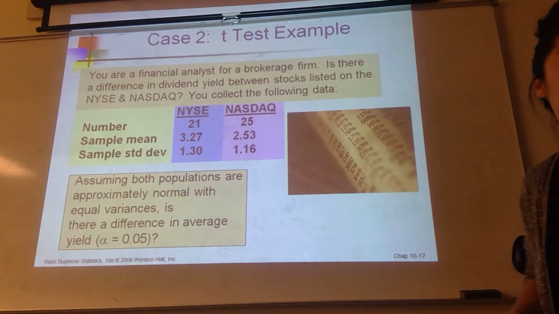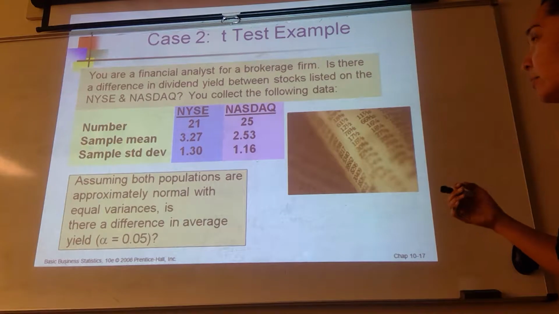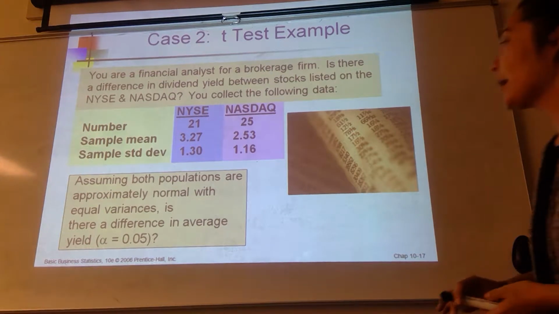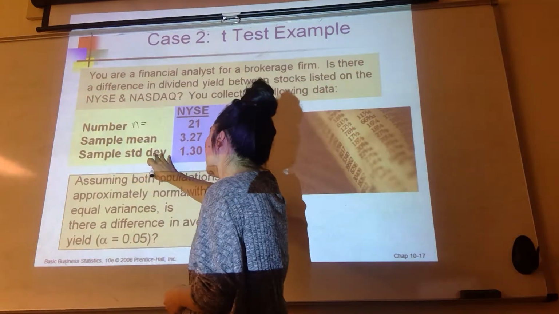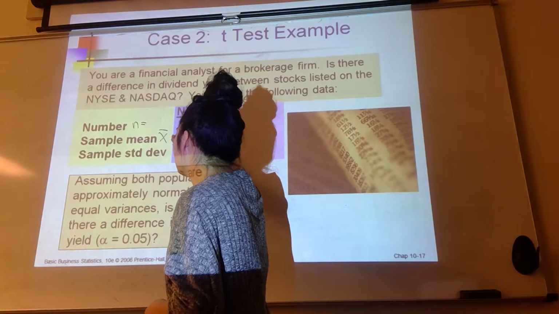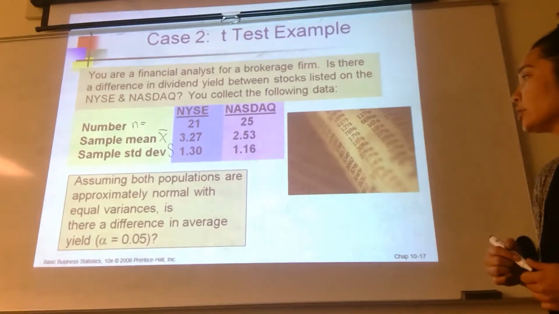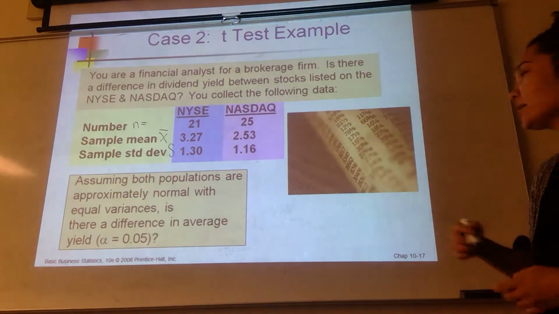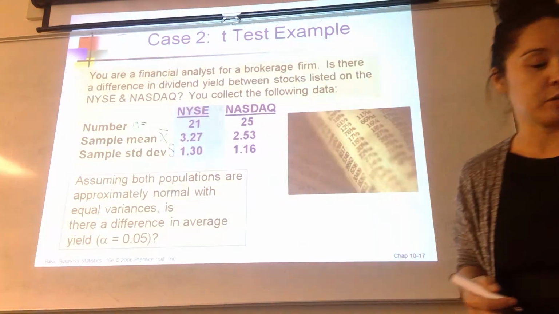Okay, so let's take a look at a sample. Typically they'll tell us, in this case it's telling us that it's case 2. So we have some values here. We have the number, this is N equals. The sample mean is this. And the sample standard deviation is this. Okay? We're going to do case 2. We're going to assume both populations are approximately with equal variances. Is there a difference in the average yields?